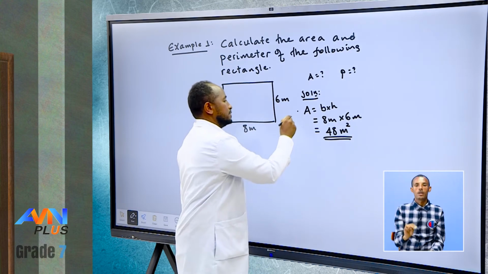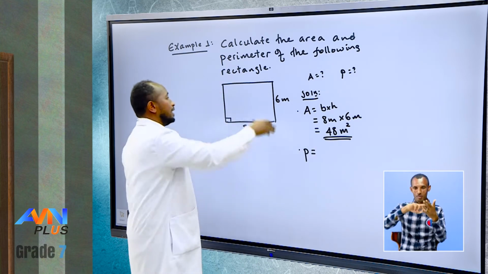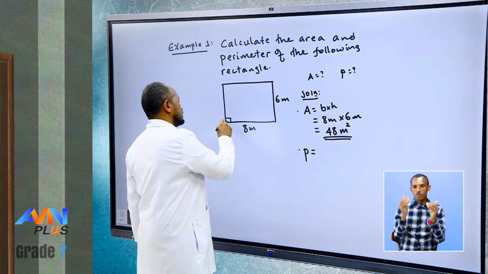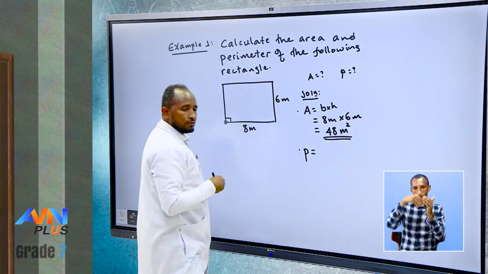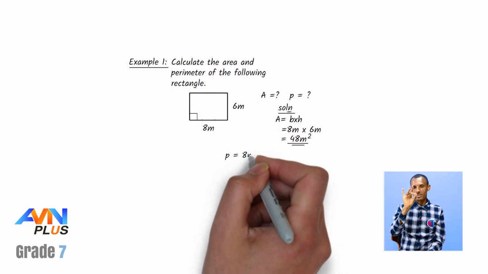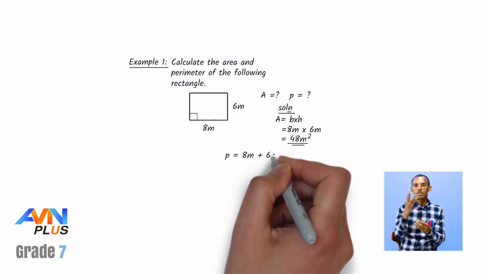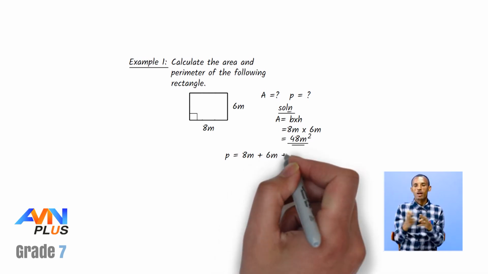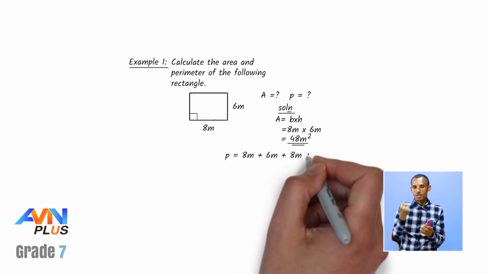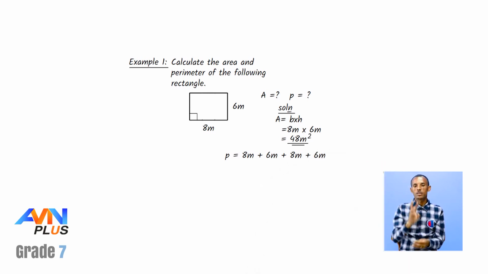Now how about perimeter? Okay, perimeter is the total length of the boundary of this region. So simply perimeter is equal to, start from this point and add the sides of the rectangle. P is equal to 8 meters plus this one is 6 meters plus this one is also 8. Opposite sides of a rectangle are congruent. Therefore plus 8 meters plus this one is also 6. This one is 8. Therefore plus 6 meters.